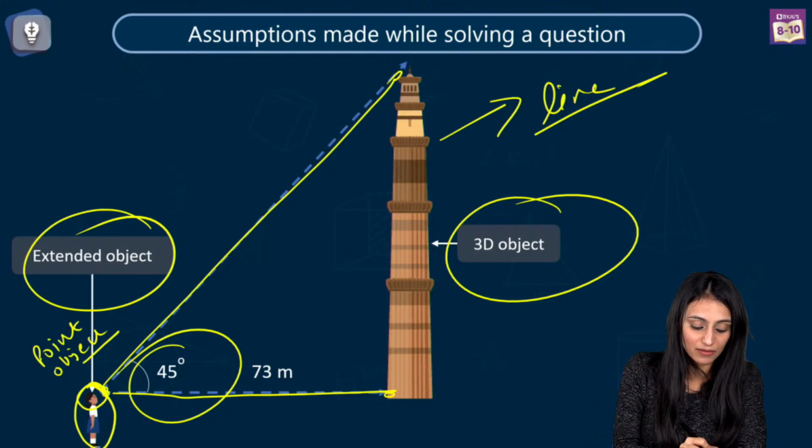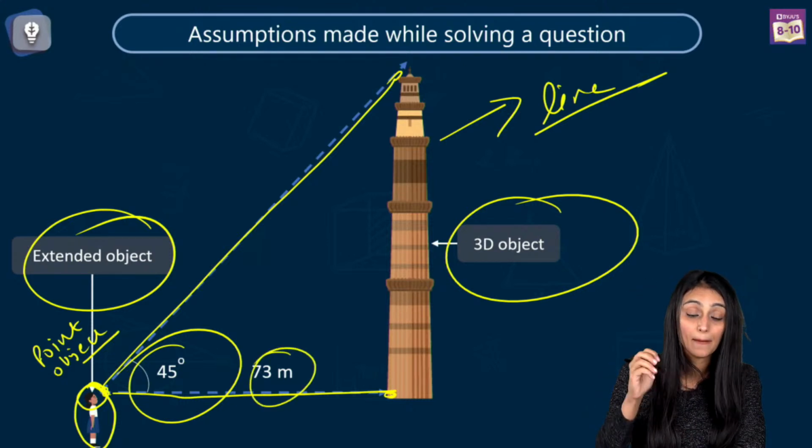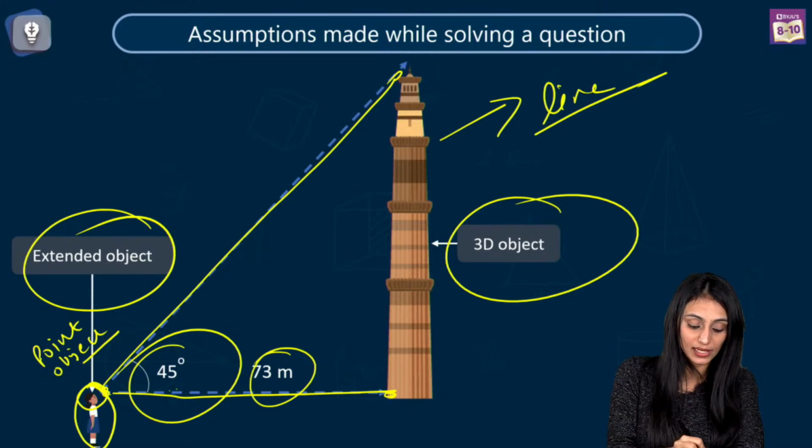This is the distance. You can see the base level between the observer's eye and the base of the Qutub Minar. That's 73 meters. But this is the angle of elevation. The observer is looking up to view the top of the Qutub Minar. That's 45 degrees.